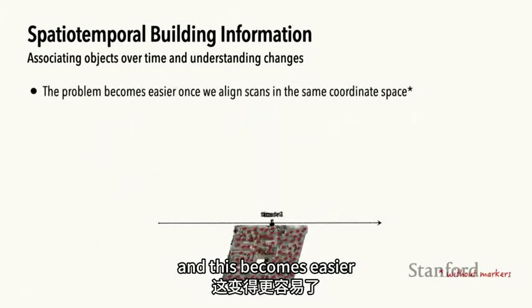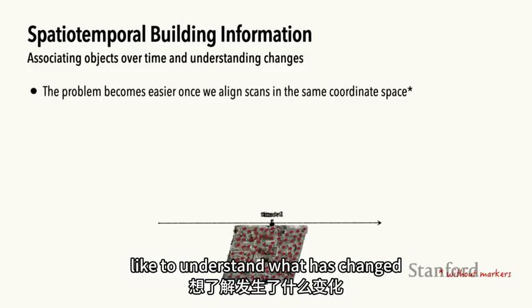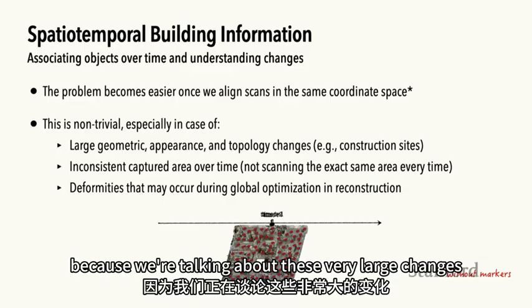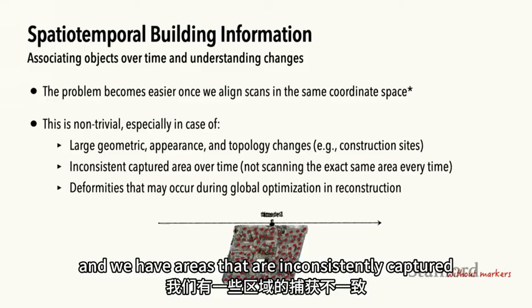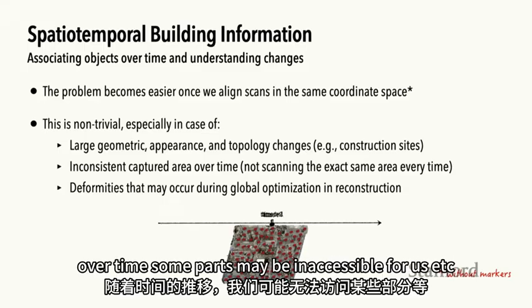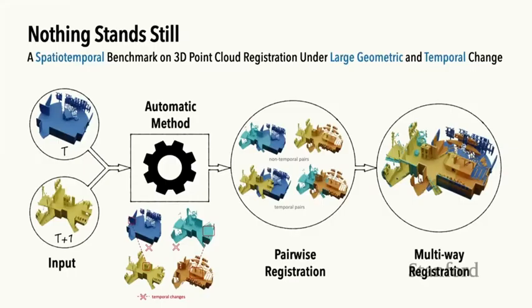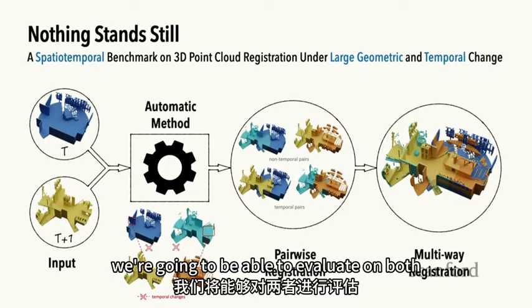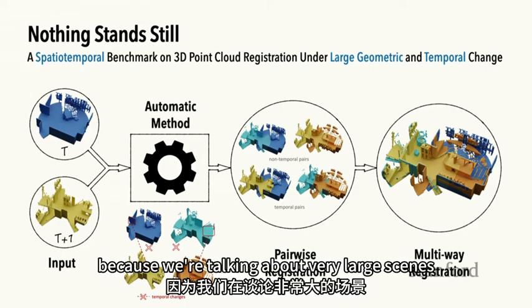And this becomes a more trivial problem if we put things in the same coordinate system, to understand what has changed. But it's not very easy to perform because we're talking about these very large changes in the scenes and we have areas that are inconsistently captured over time. Some parts may be inaccessible for us, etc. And so there are several difficulties to make that happen. And this is the benchmark that we created, where essentially we're going to be able to evaluate on both pairwise registration and multi-way registration of the scene, because we're talking about very large scenes.